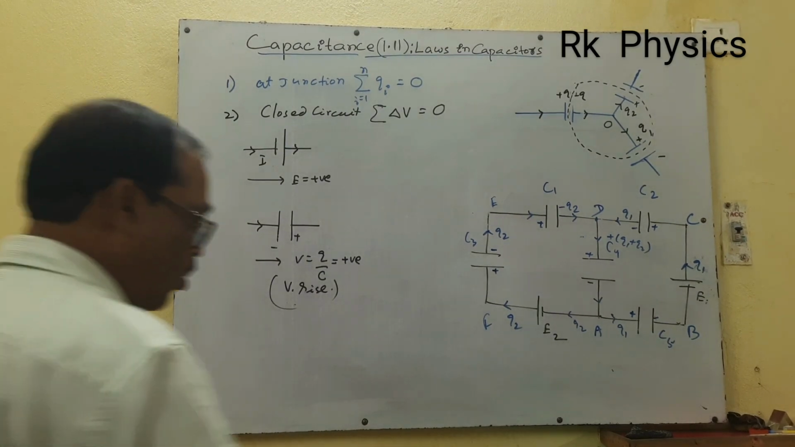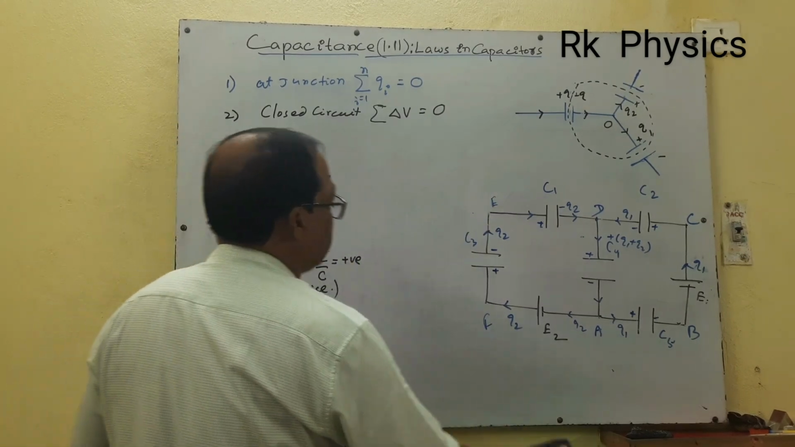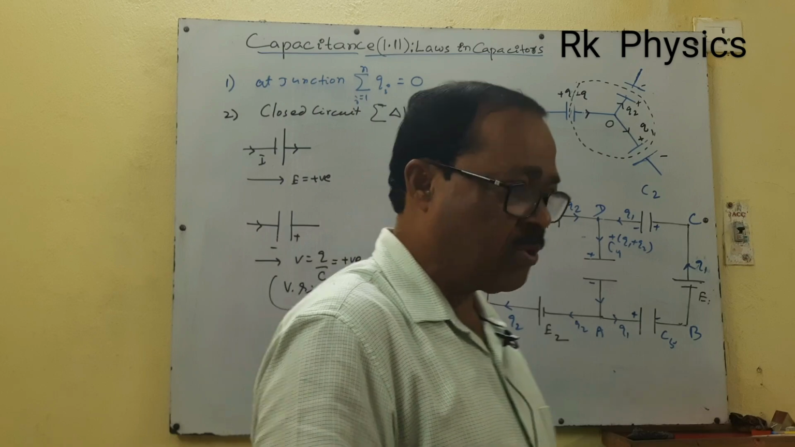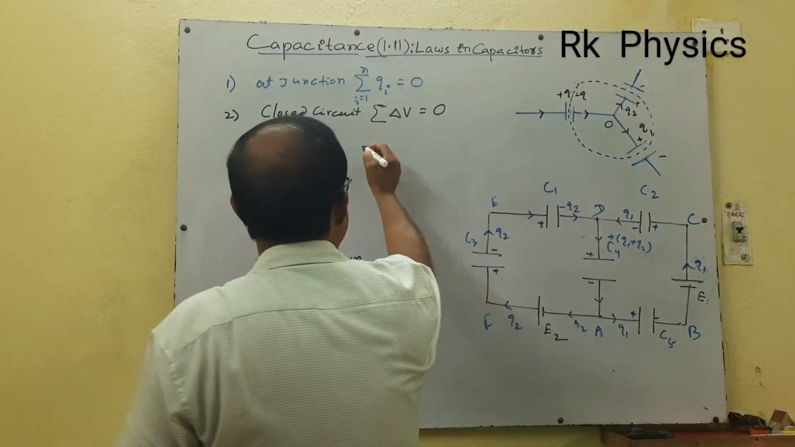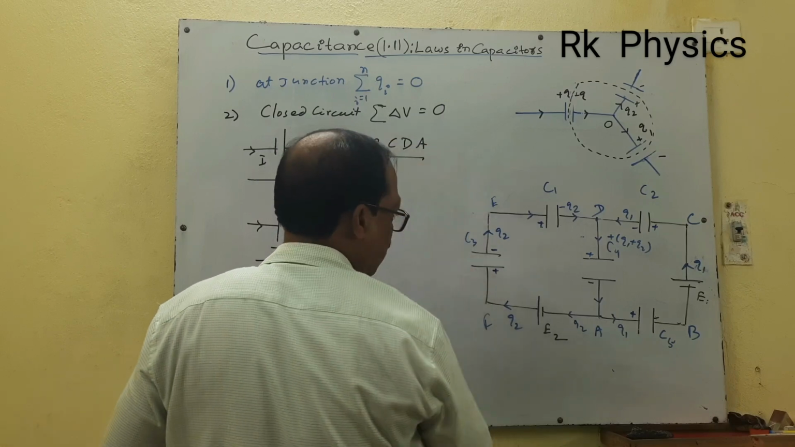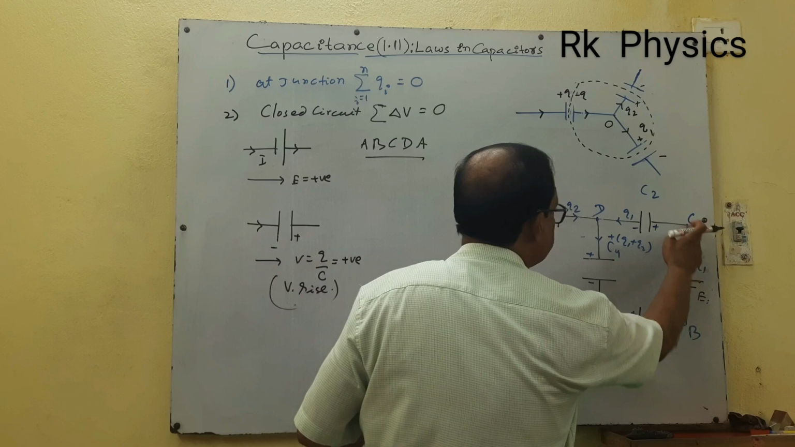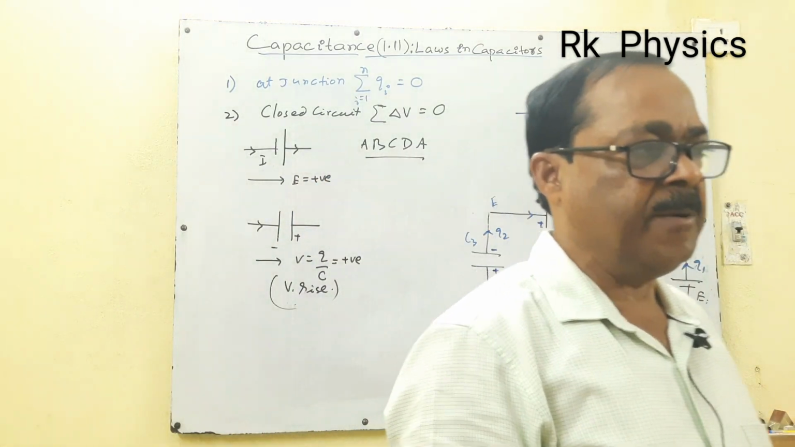Okay. Now, let us use this assumption. By using this assumption, let us write an equation. You use loop rule A, B, C, D, A. This is a loop. I am taking A, B, C, D, A.